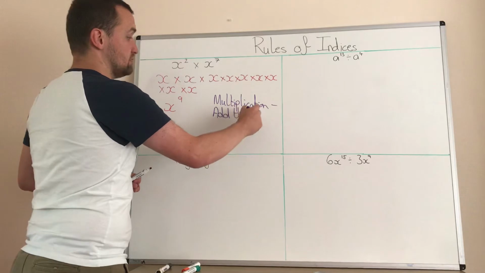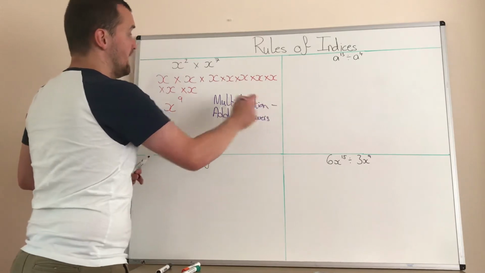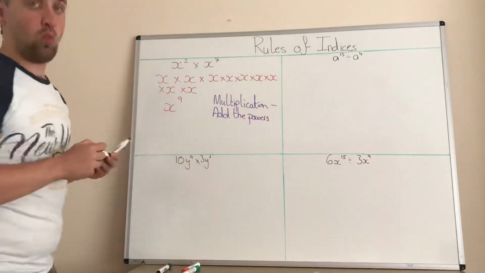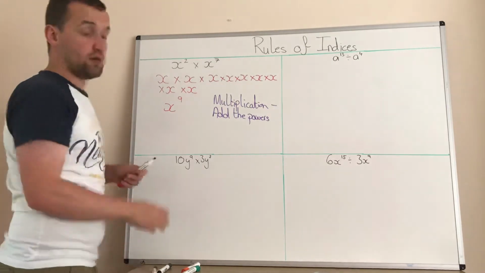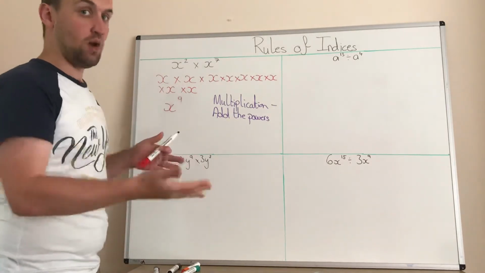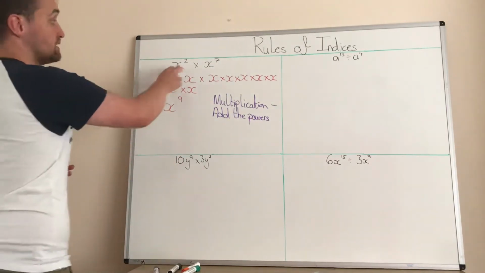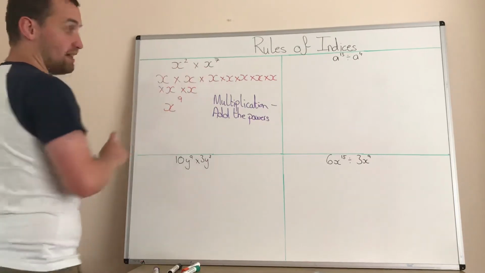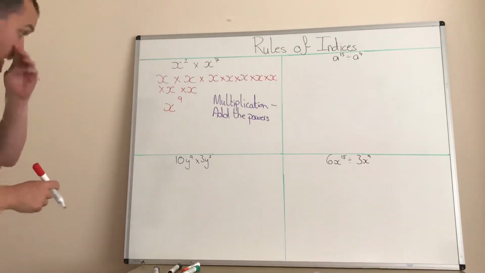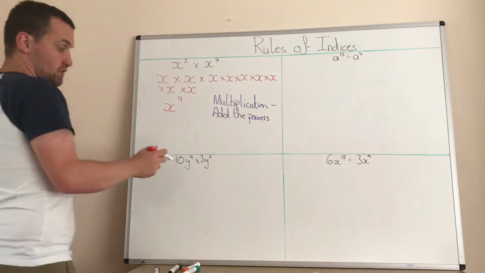the powers. If you had x squared times y to the 7, you wouldn't be able to do that because you've got an x and a y. It only works if the letters are exactly the same. Okay, let's look at the next one now.